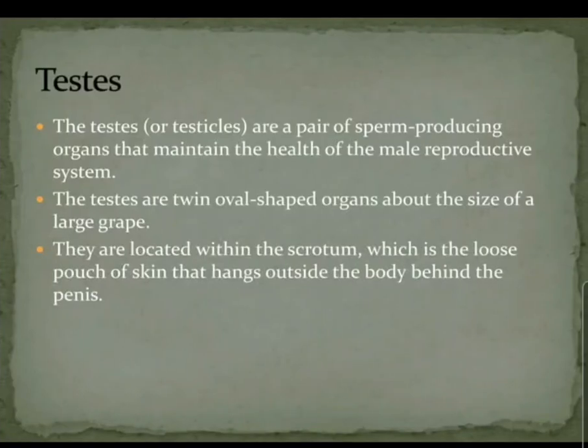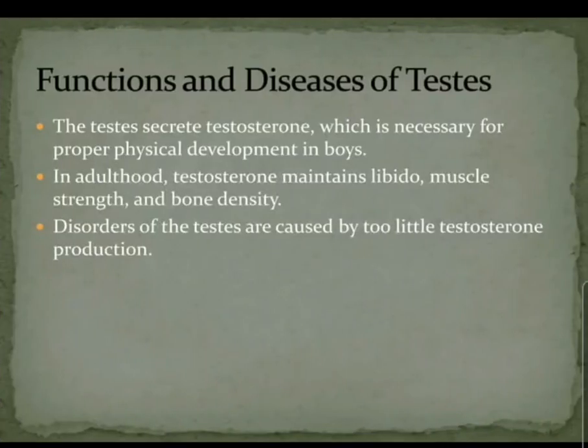Testes. The testes are a pair of sperm-producing organs that maintain the health of the male reproductive system. The testes are twin oval-shaped organs about the size of a large grape. They are located within the scrotum, which is the loose pouch of skin that hangs outside the body behind the penis. Functions of the testes. The testes secrete testosterone, which is necessary for proper physical development in boys. In adulthood, testosterone maintains libido, muscle strength, and bone density.